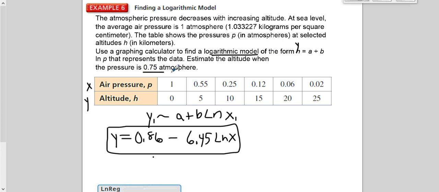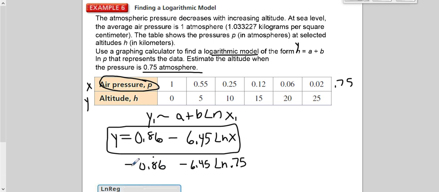Estimate the altitude when the pressure is 0.75. So we want to know when the pressure is 0.75. So that's the P, which in our case is the X. So we're going to put that in for the ln. Push buttons on our calculator and get an answer. So we get 2.72 if we round to hundredths place.